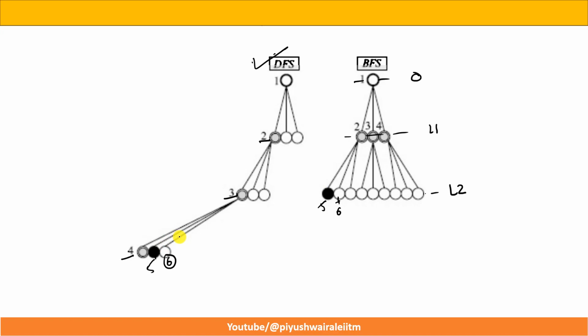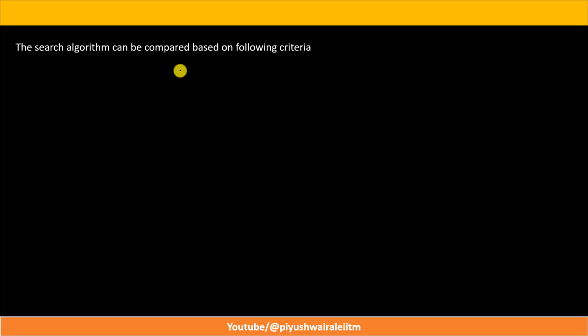But now we want to compare both the search methods. So how can we compare them? There must be some criteria or components in order to compare these algorithms. So which are those components? Let us discuss that. The search algorithms can be compared based on the following criteria, right?